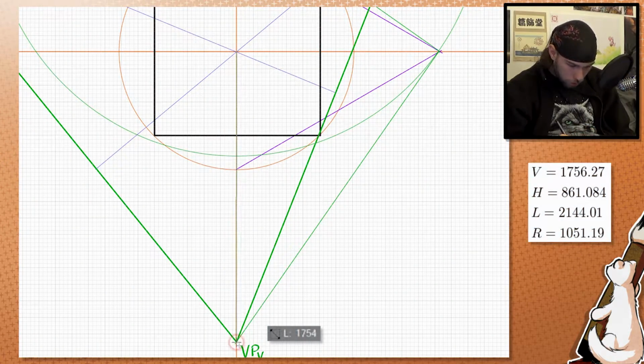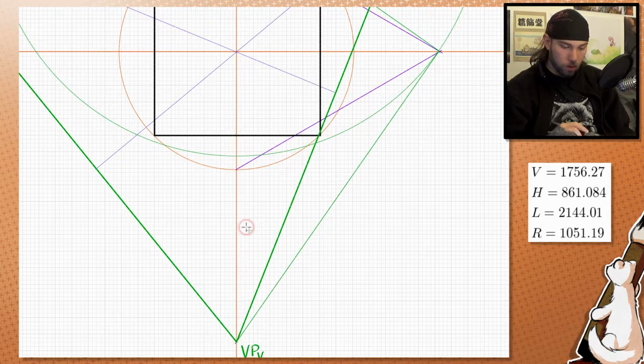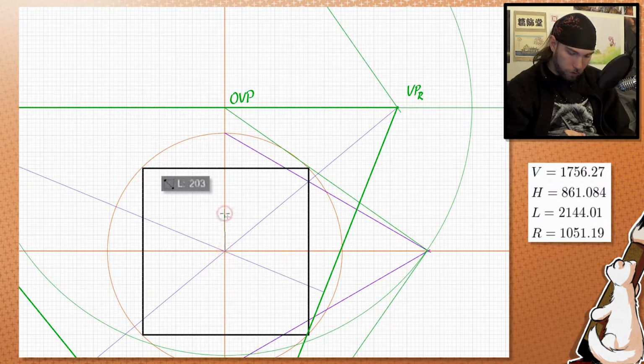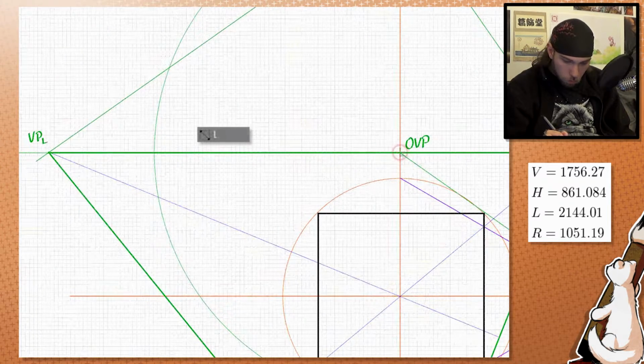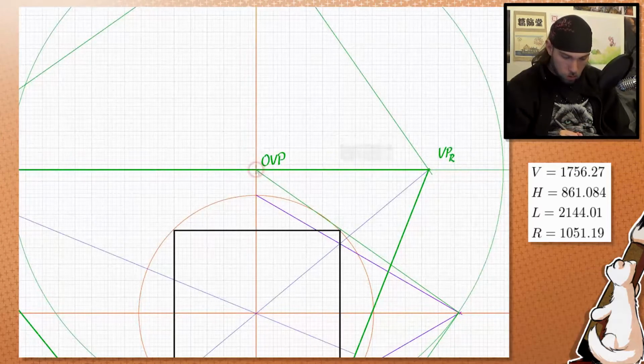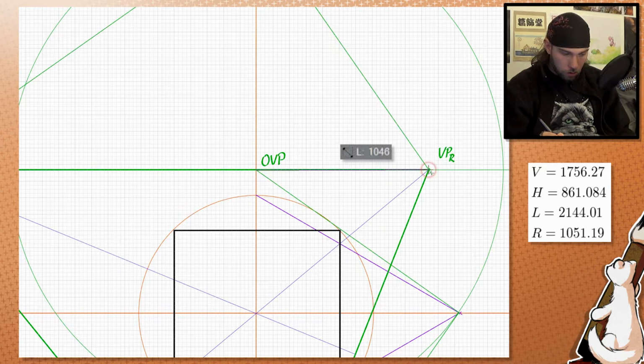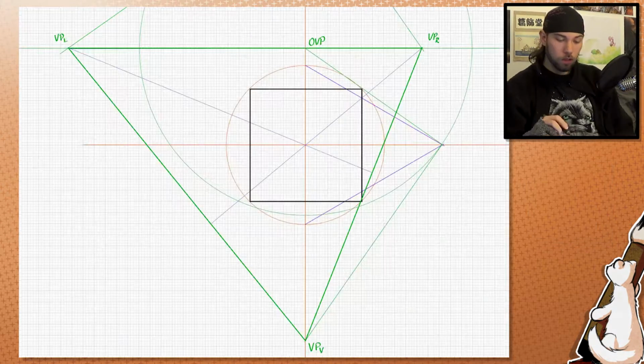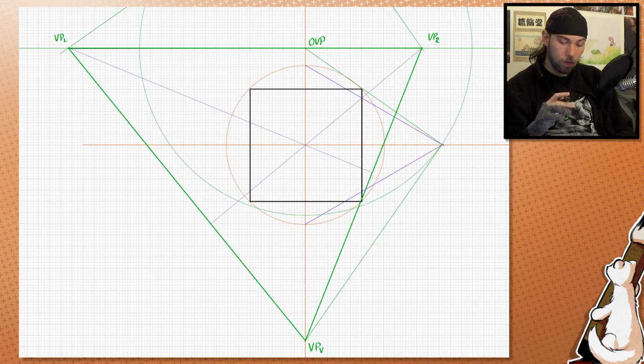So we have here about 1760, close enough. We have here about 870, yeah, that's also close enough. And now we have here 2125 or something. That's very close. And here we have 1046 or something. Yeah, that's also close enough. So you see, with these calculations you can quickly determine the positions of the horizon line and the vanishing points.